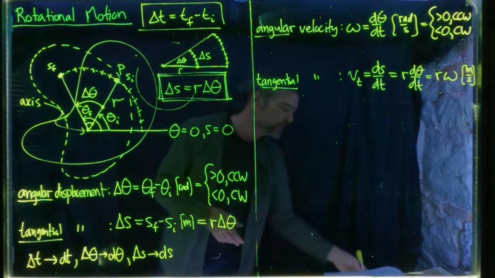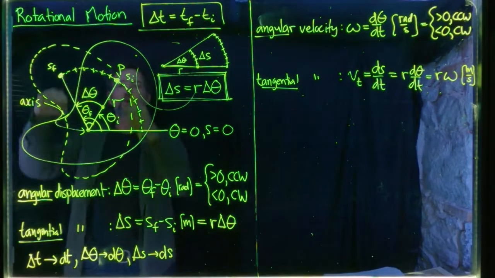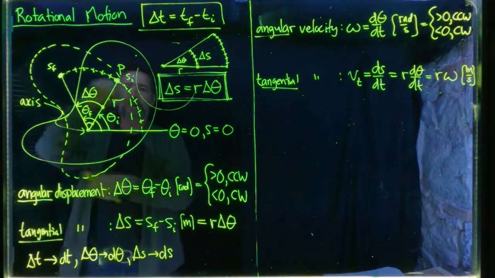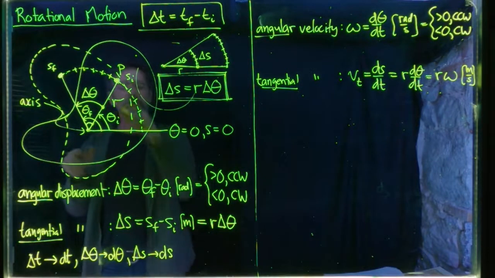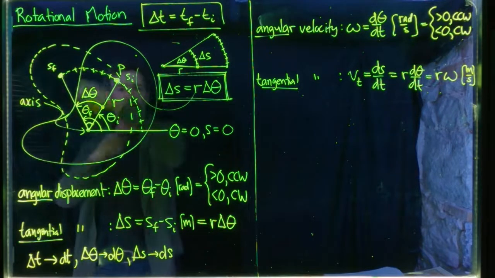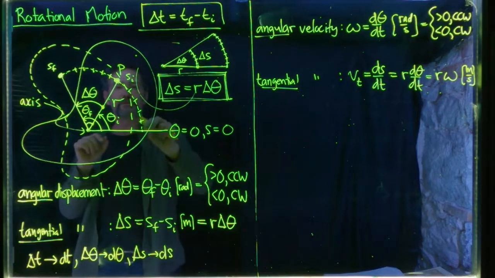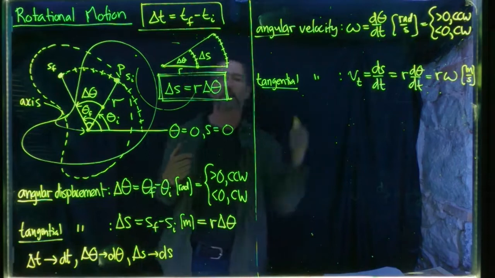Now remember, it's very important that if this object has some angular velocity, say 2 pi radians per second, it's rotating around once every second. Every single point in that rigid body is rotating with exactly the same angular velocity. They all move through 2 pi radians in 1 second. However, they will all have different tangential velocities.